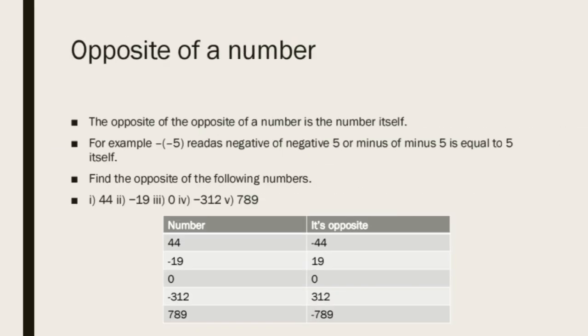Opposite of a number. The opposite of a number is the negative of the number. For example, minus of -5, read as negative of -5, is equal to 5 itself. Find the opposite of the following numbers. 44: its opposite is -44. -19: its opposite is 19.